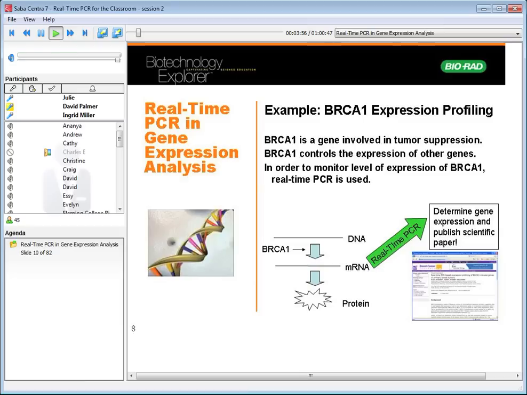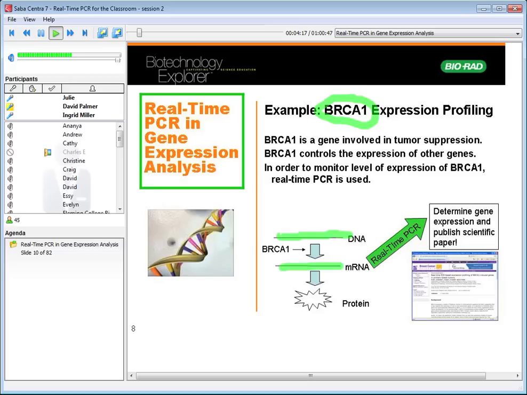One example for the use of real-time PCR and gene expression analysis or basic research would be research into the BRCA1 gene. That's the gene that's involved in breast cancer. And that gene is involved in tumor suppression. It modulates the expression of other genes. So the way the BRCA1 protein works is it affects the conversion or the transcription of DNA to messenger RNA. And that ultimately affects the amount of a particular gene product protein that's produced. Real-time PCR will tell us how much of that messenger RNA is produced from a particular gene.